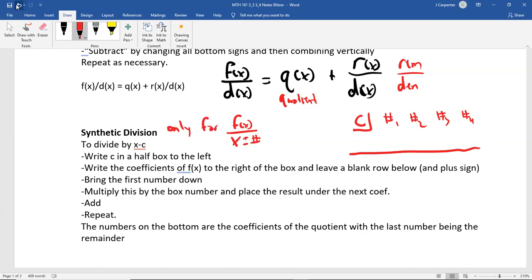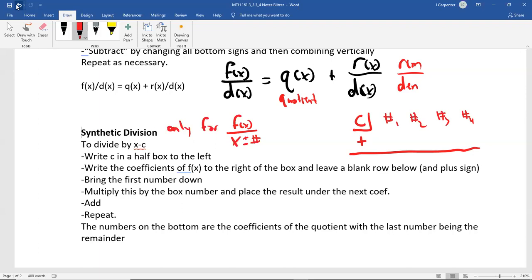So you leave a blank row below and a plus sign. Put the plus sign under your half box. So this is the setup for synthetic division. If your denominator is x minus 5, you have a 5 in this box. If your denominator says x plus 5, you have a minus 5 in this box.